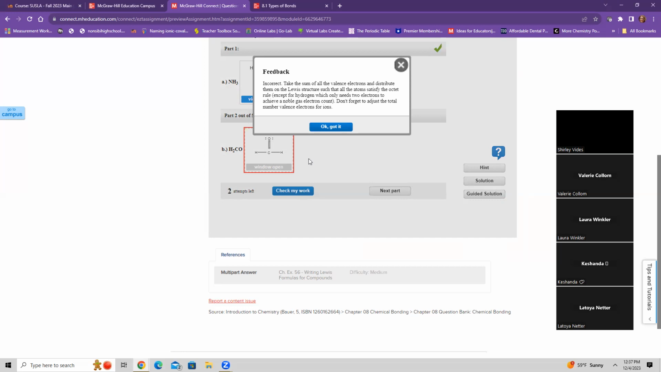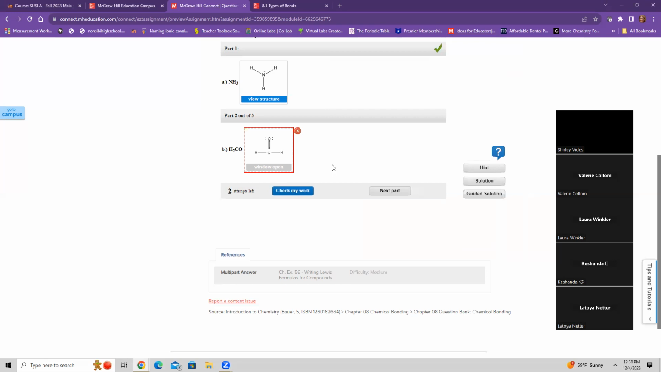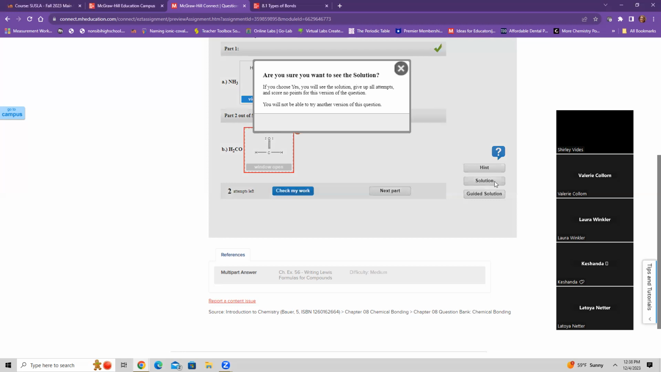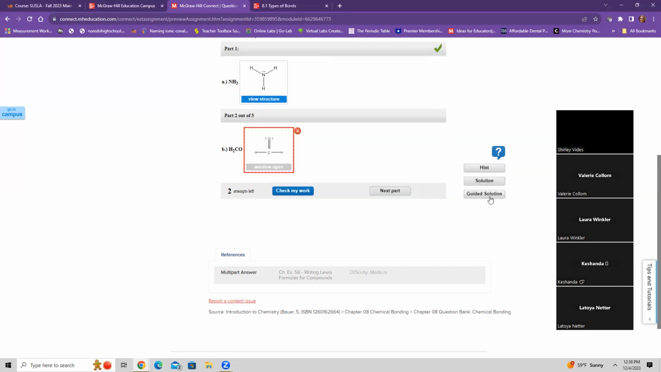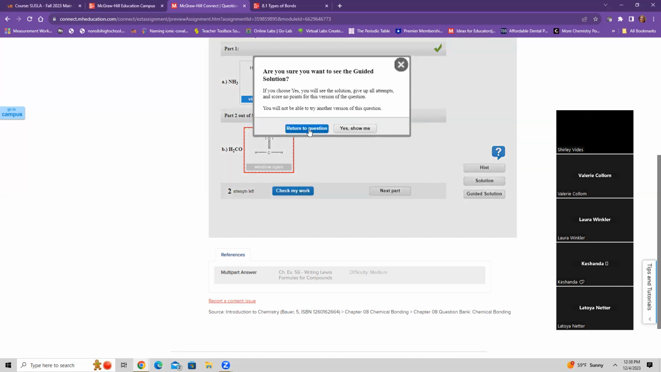See? And that's the funny part. It says it's incorrect, but it's not. It's correct. It is very unfriendly. You're right. Okay, guided solution. Let's try guided solution. See what it does. Yes, show me.